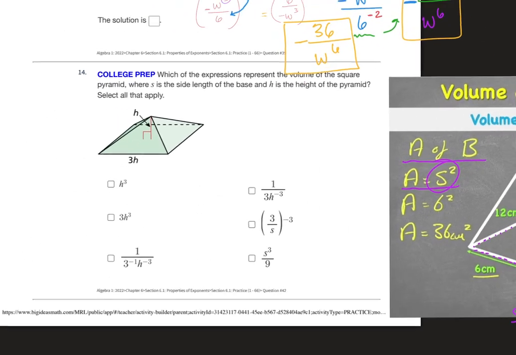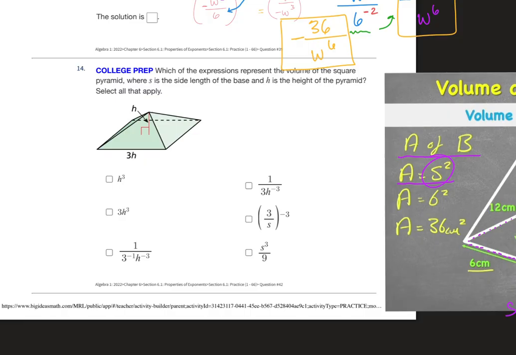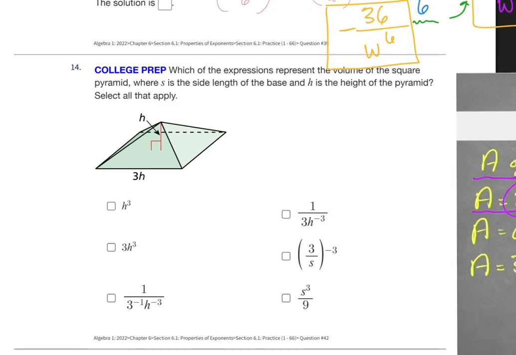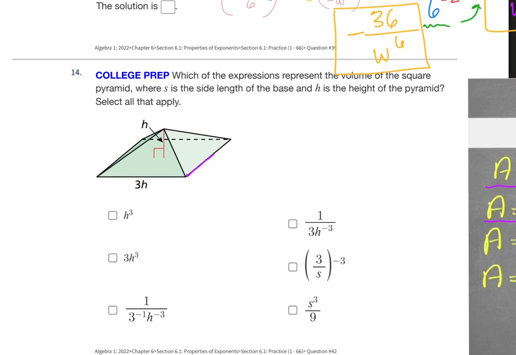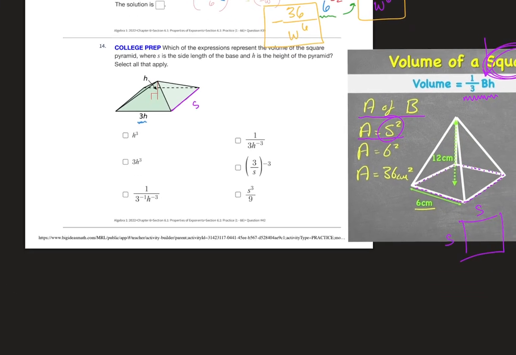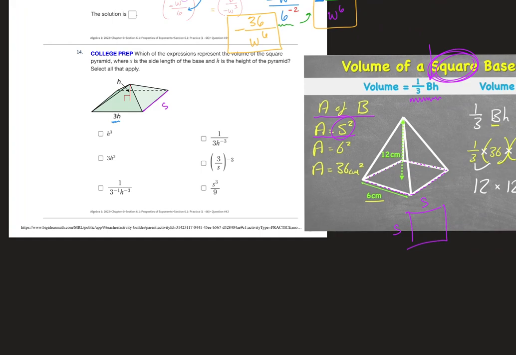Anyway, so it says, which of the expressions represent the volume of the square pyramid, where S is the side length of the base. So here we go, side length is S. But they're also telling us it would appear that the side length could also be 3h. And I'm not even done reading. S is the side length of the base, and h is the height. So basically, they want you to go over here and be like, hey, plug this info into this, see what you can produce, see are there different ways you could come up with this.